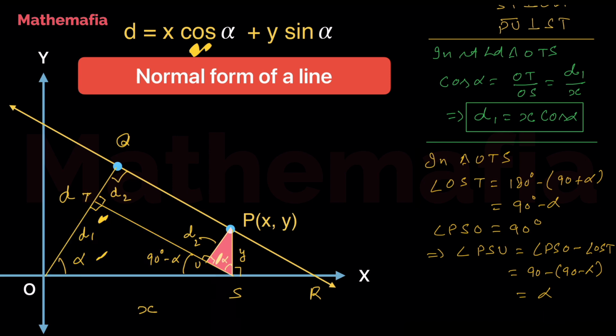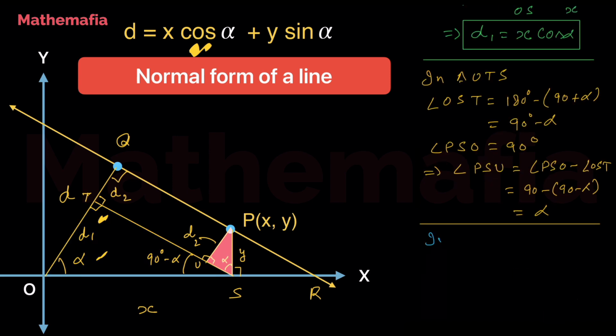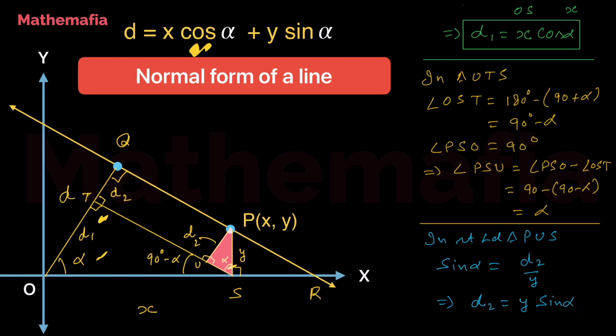So let's now focus on this right angle triangle. In right angled triangle PUS, let's try to find the value of sine alpha, which is perpendicular over hypotenuse. For angle alpha, D2 is going to be the perpendicular and y will be the hypotenuse. So this is going to be D2 over y. So this implies D2 is y sine alpha. So this is the second part. So we got the second part as well.